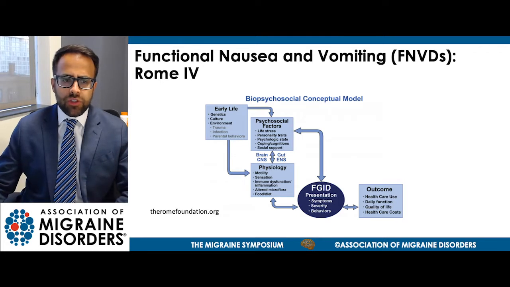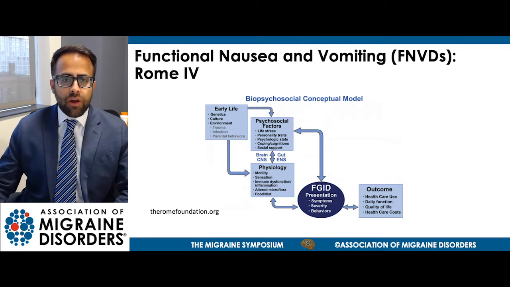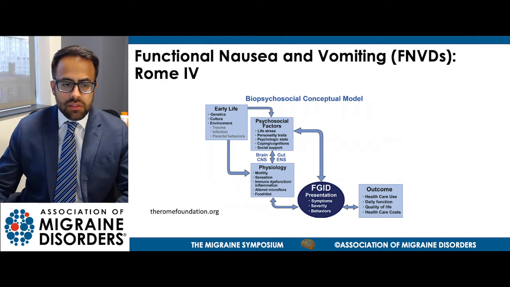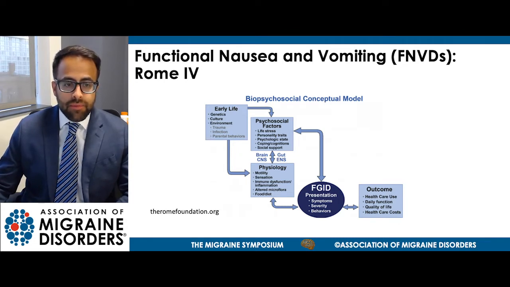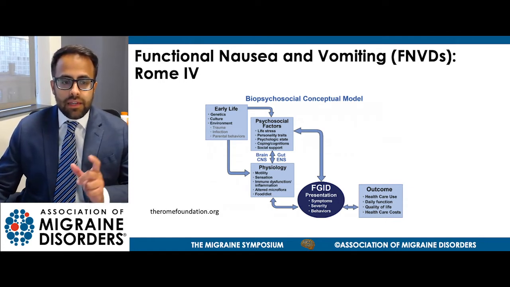But the way that we think about functional nausea and vomiting disorders, according to the Rome 4 classification scheme, is that there are a multitude of insults that combine and can be present in different patients that end up resulting in the common endpoint of functional GI disorder development. So there are considerations in early life, for example, genetics, culture, and environment. There are psychosocial factors such as life stress, personality traits, psychological state, etc., and physiology related to motility and to sensation that often involve some degree of disturbance along the brain-gut axis and the connection between the CNS and the enteric nervous system.